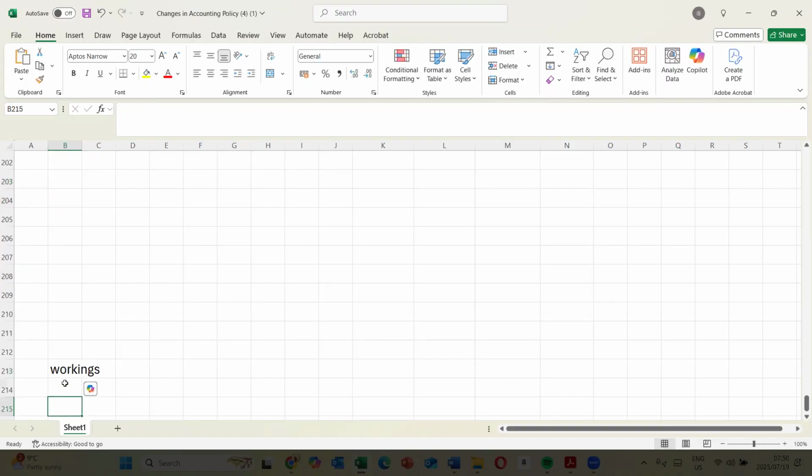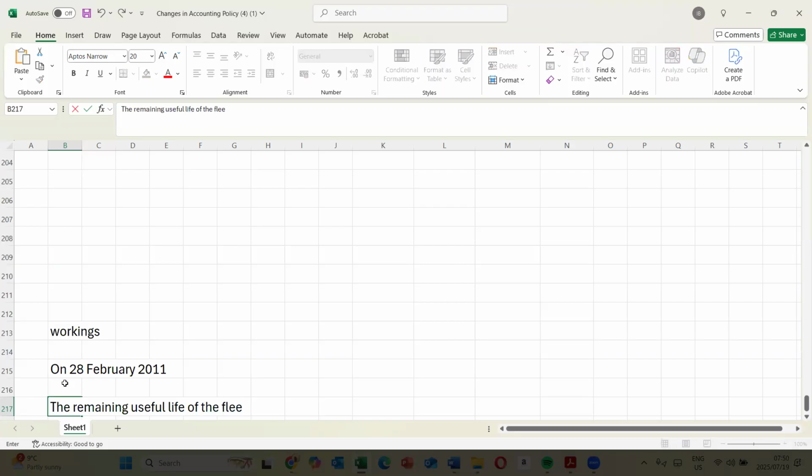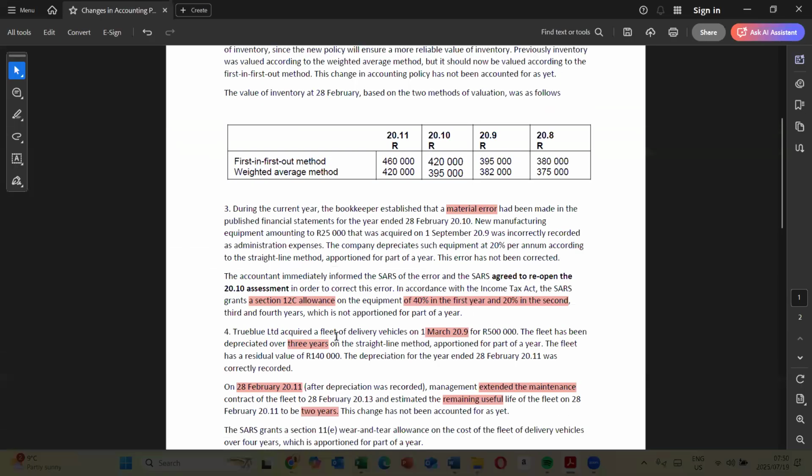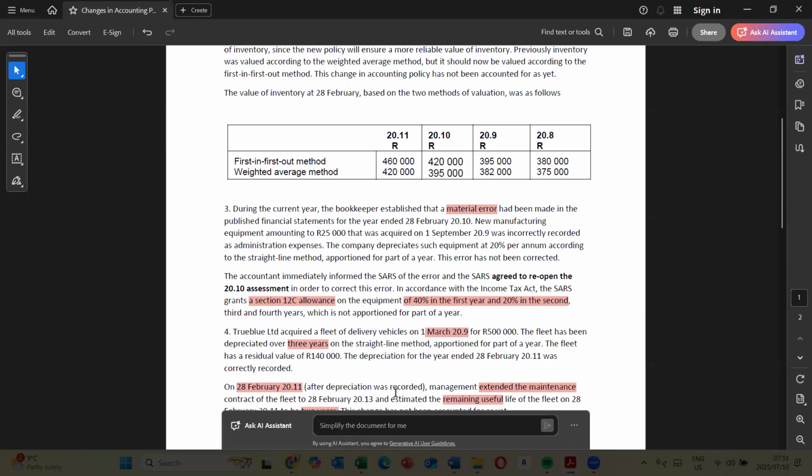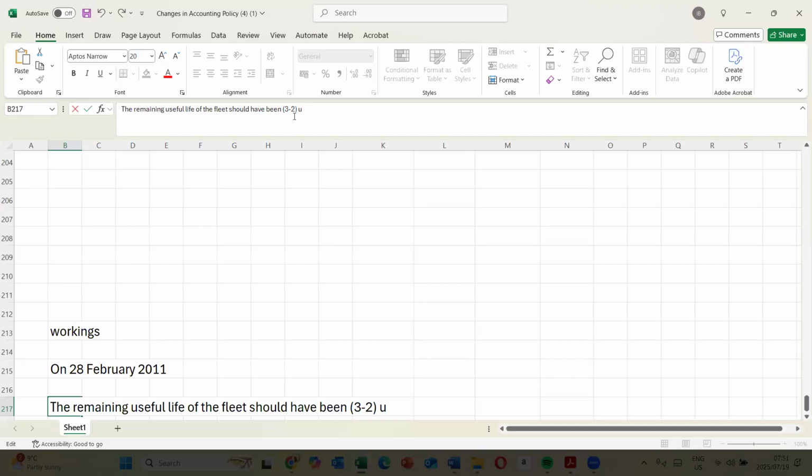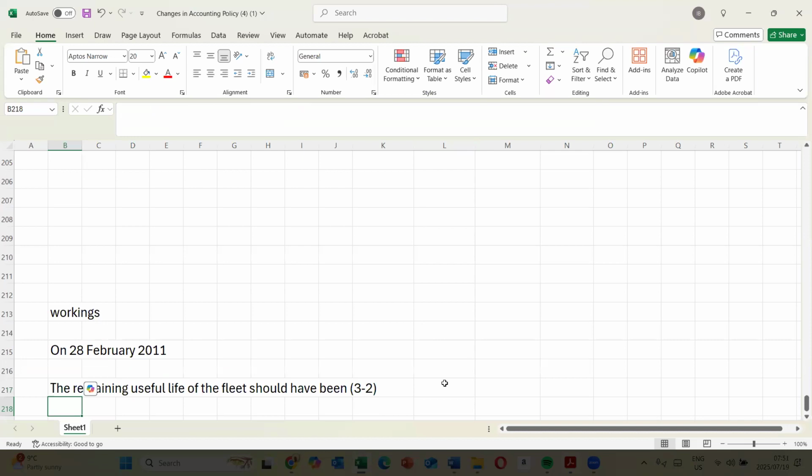In terms of this, on 20th February 2011, the remaining useful life of the fleet should have been, we see the total useful life of the fleet we were told has been 3 years, on 1st of March. So it should be 3 years minus the period that lapsed from 1st of March 29 until 20th February 2011. There are full 2 years there. So the remaining useful life should have been 3 minus 2, which gives us 1 year.